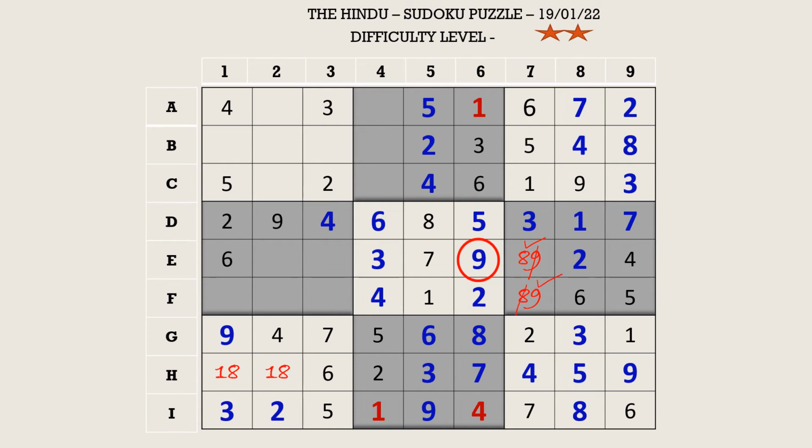Now let's try to fill E row. There are only 2 missing numbers in row E and the missing numbers are 5 and 1. There is a 5 in column 3 which blocks here. So E3 takes 1 and E2 takes 5.